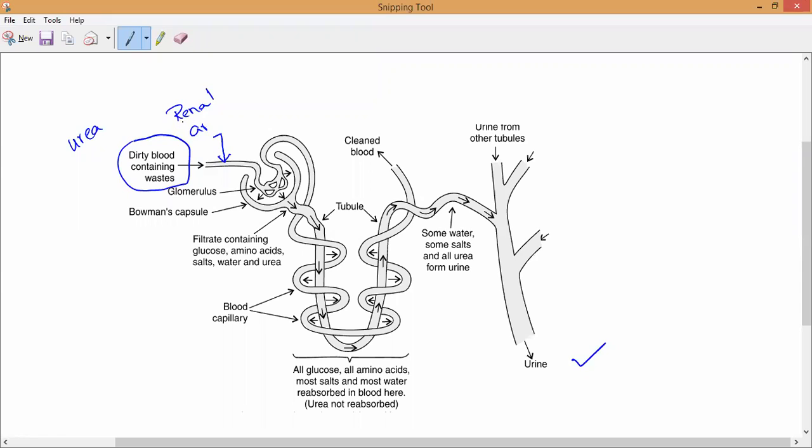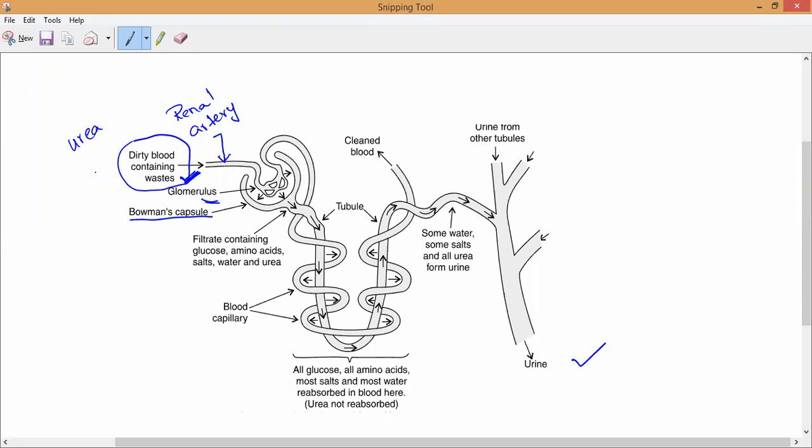Why is it the renal artery? What is the function of the renal artery? It carries the dirty blood, which contains unnecessary or toxic substances, and brings it to the part of the nephron called, what is that? Bowman capsule. Do you understand all of you? So not Bowman capsule, glomerulus. That is what you have to remember.